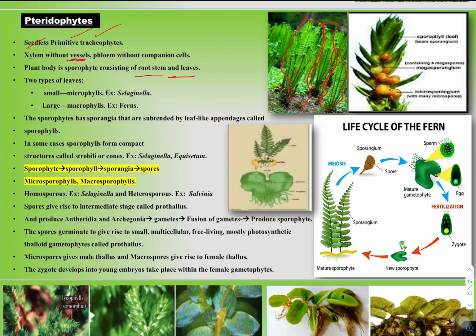Here we can observe two types of leaves. One is microphylls and another one is macrophylls. If leaves are small, they are called microphylls. If the leaves are large, then they are called macrophylls. Microphylls are present in, for example, Selaginella. Macrophylls are present in ferns.